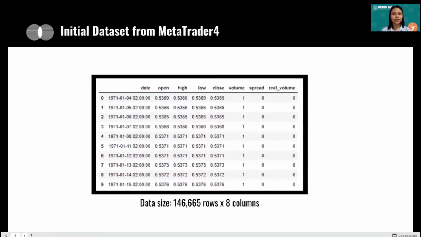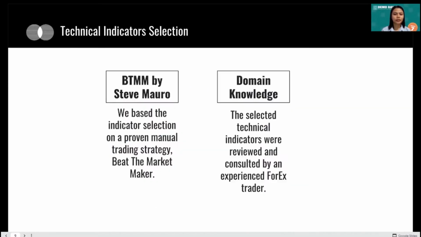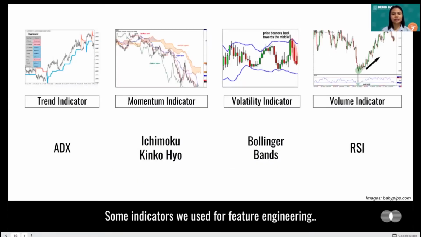We use the trading platform API to extract a time series dataset containing the basic price indicators for Forex, such as open and close prices, as well as the volume. The technical indicators used were based on the trading strategy manual, Beat the Market Maker by Steve Mauro. Afterwards, we consulted with an experienced Forex trader to narrow down the indicators selected. As examples, here are some of the different indicators used for modeling.